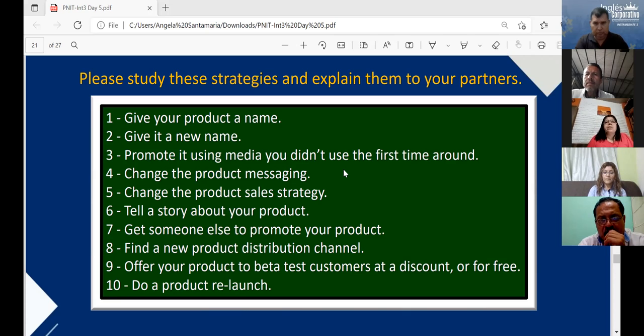Clothes, shoes. Also clothes. Clothes, sure. Okay, give a new name to the clothes. What would we call it? A name, right? Yes.